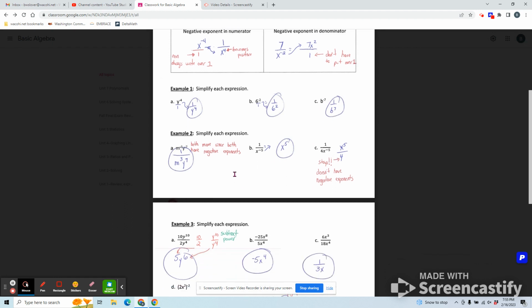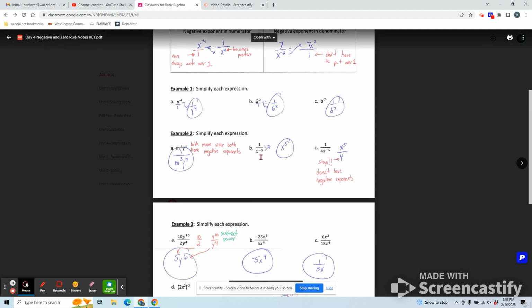Now in number 2, same concept, but now make it a little more challenging. So m to the negative 3, y to the negative 7. Since they both have negative exponents, I need to move both of them from the numerator to the denominator. And that's okay. Anytime there's negative exponents, you move it.